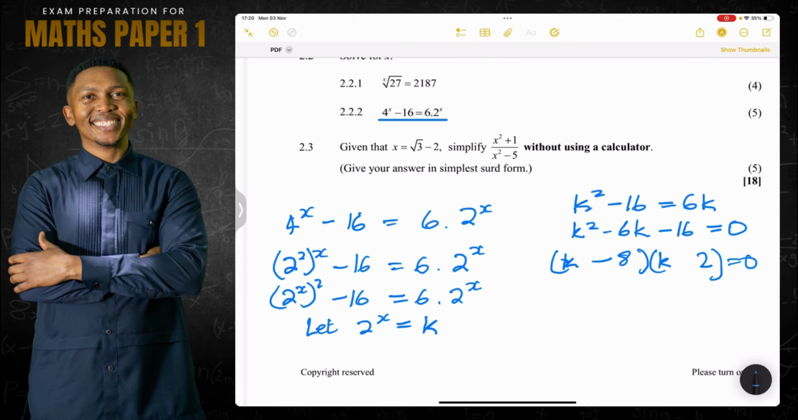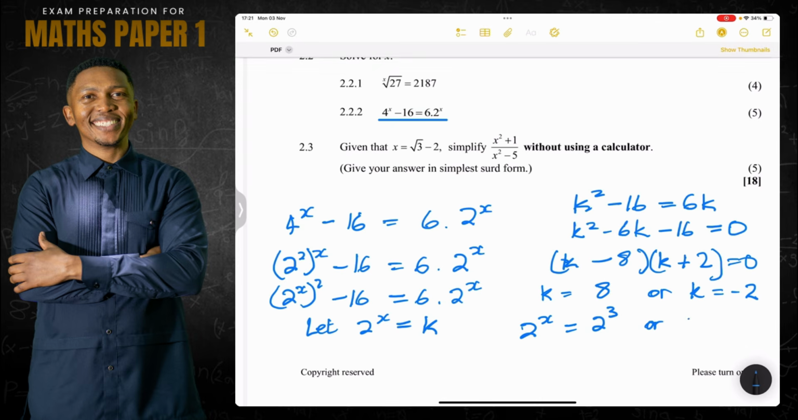Okay, that's minus k, and this is positive. So this will give us k is equal to 2, or k is equal to negative 2. Now remember, k represents 2 raised to the exponent of x. Sorry, I meant k is equal to 8. Right? So 2 raised to the exponent of x is equal to 8, we can write it as 2 cubed, right?